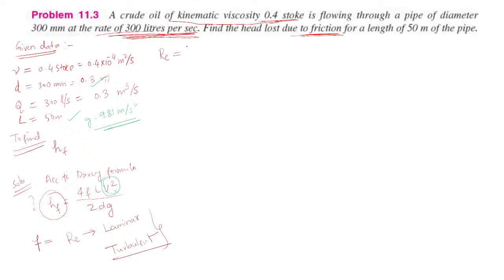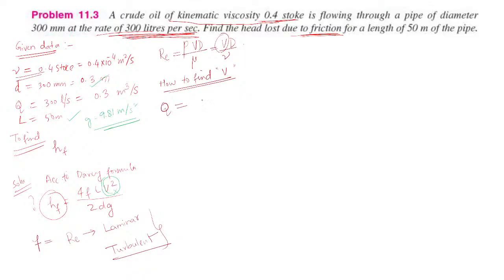What is it? Again we are going to follow the same steps. That is rho Vd by mu, right? Here the nu value is given, so we can rearrange this formula as Vd by nu. Now again the same problem arises, that we don't have a velocity. How can we find the velocity? Whenever such issues appear, you just take a look at this discharge.